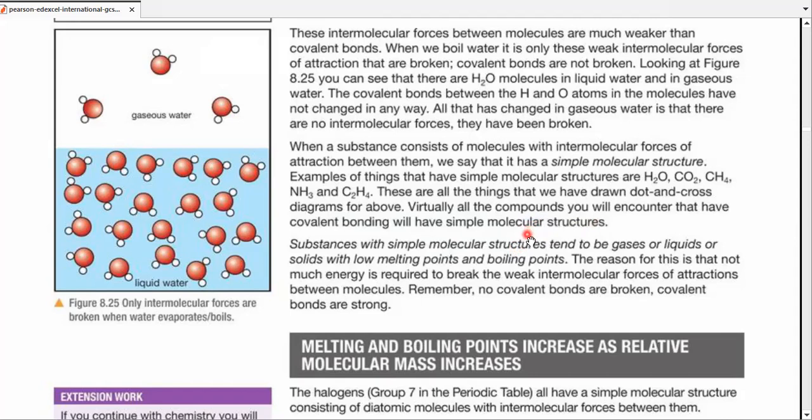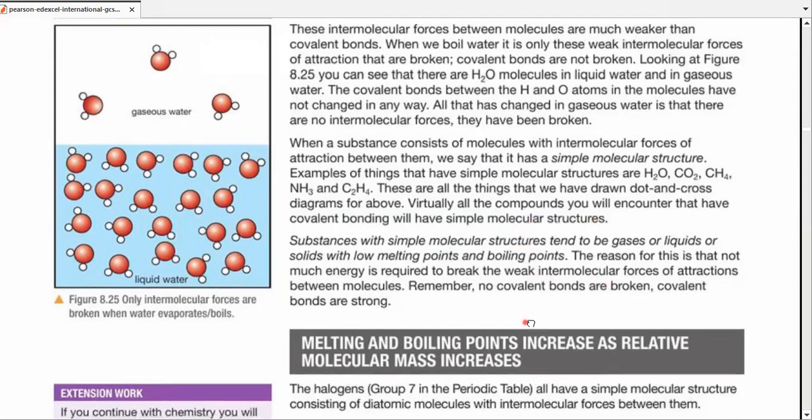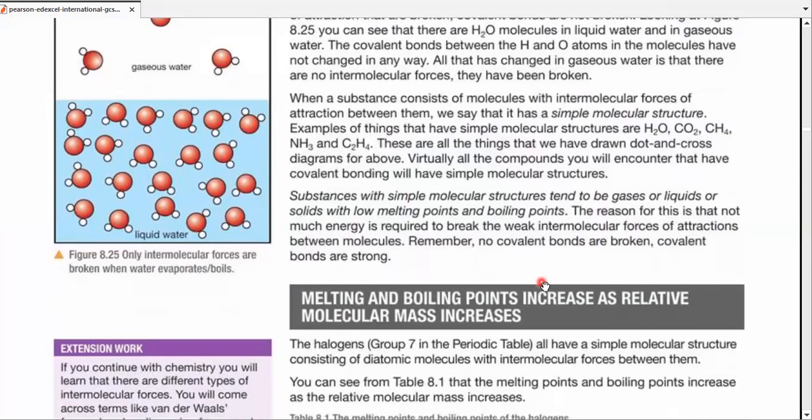We have drawn their dot and cross structures above. Virtually all compounds you will encounter with covalent bonding will have simple molecular structures. Substances with simple molecular structures tend to be gases or liquids, sometimes solids with low melting points and boiling points. The reason for this is that not much energy is required to break the weak intermolecular forces of attraction.